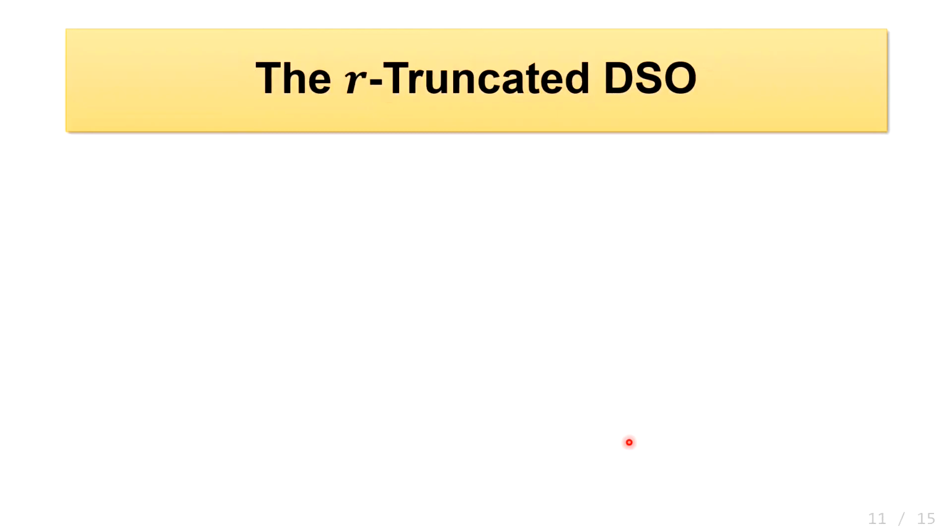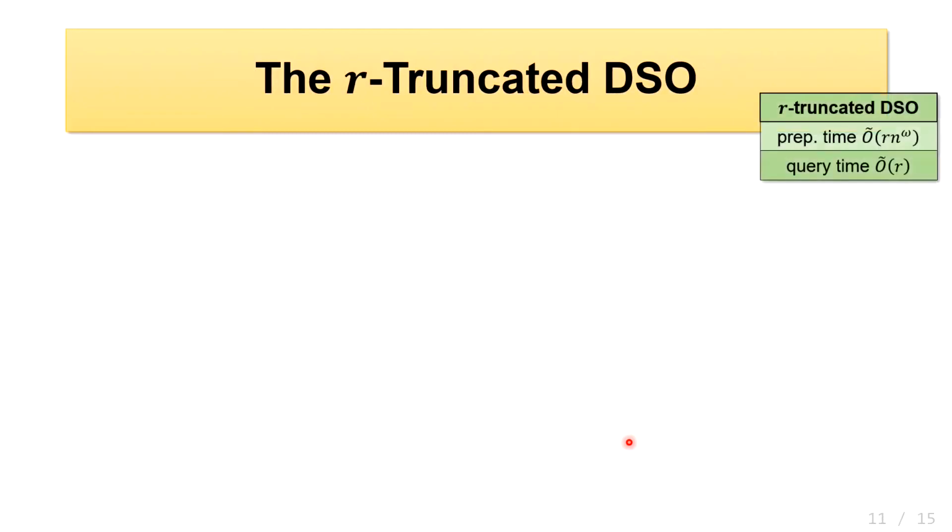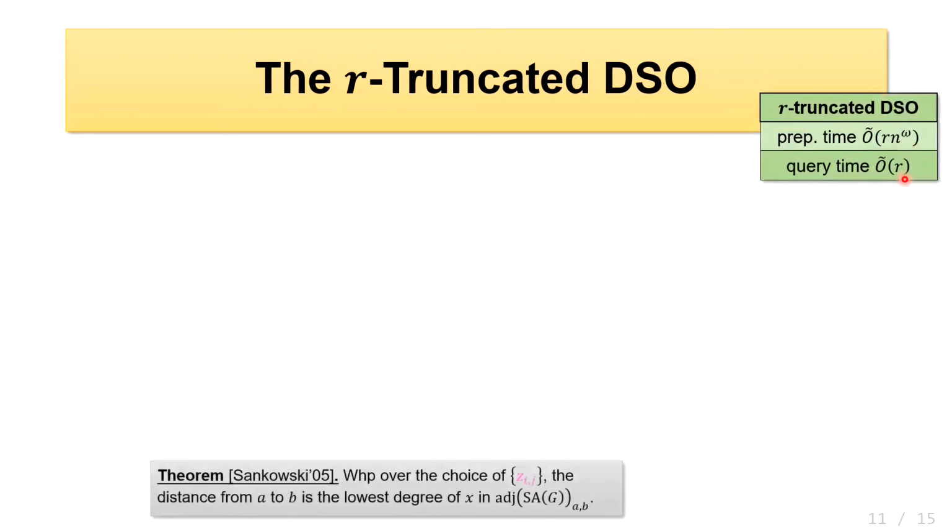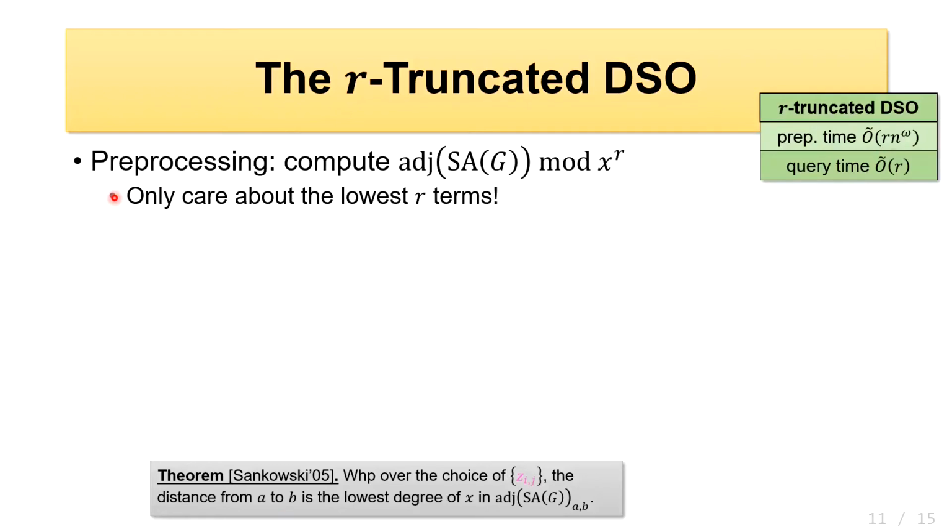So let's construct an R-truncated DSO. It's important that we only need an R-truncated DSO instead of a full DSO, and R is a somewhat small number. The preprocessing time should be R times n to the omega, and the query time is roughly R. We use this theorem, and the preprocessing algorithm is simply to compute the adjoint of SAG modulo x to the 2R. That is, we only care about the lowest R terms. The reason is that each path of length L becomes a monomial of degree L, and we only care about paths of length at most R. That is, we can take everything modulo x to the 2R.